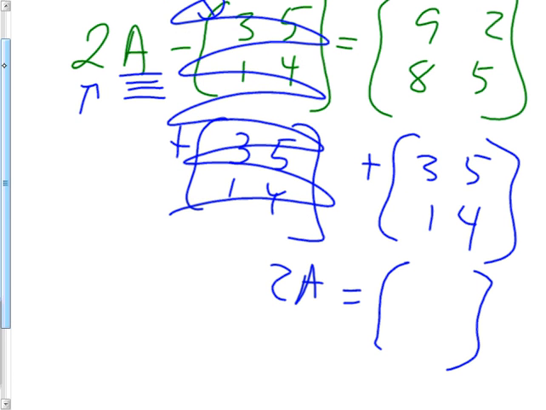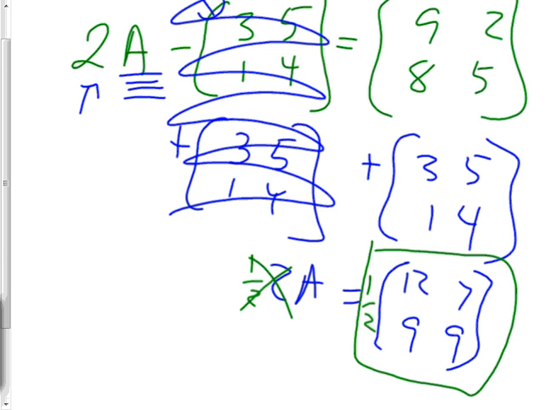I'll pause for a second. Okay, so you should have got 9 plus 3 makes 12, and 8 plus 1 makes 9, and 2 plus 5 makes 7, and 5 plus 4 makes 9. Raise your hand if you had the same thing as me. Okay, awesome. And now, last thing, how do I get that 2 off of there? Times by 1/2. I put a 1/2 here, and I put a 1/2 here. That way these guys can cancel, and A is equal to whatever that is.